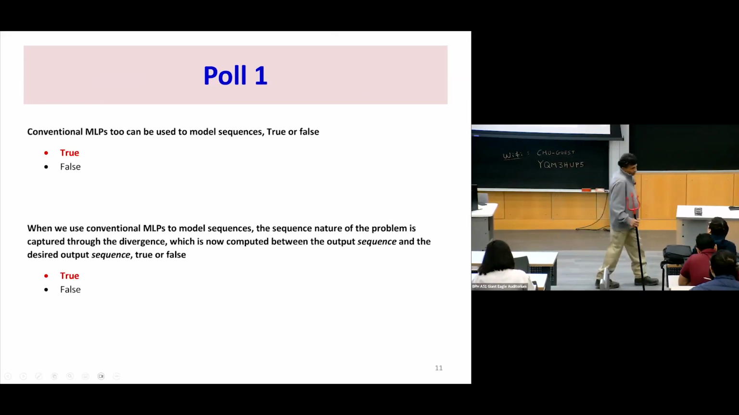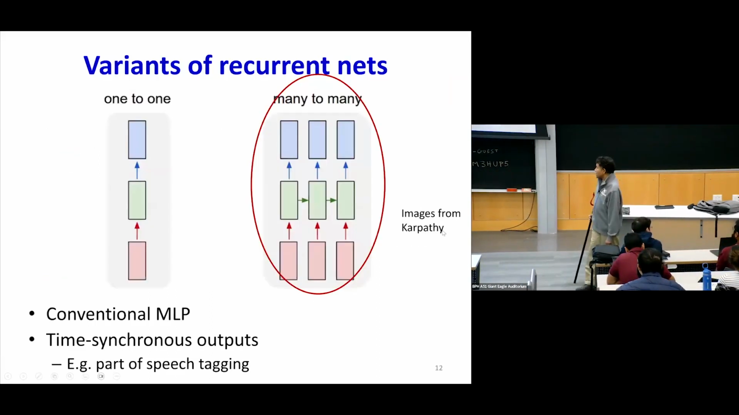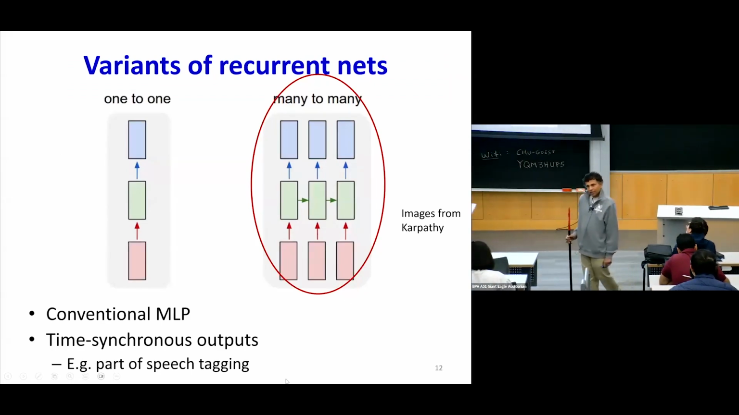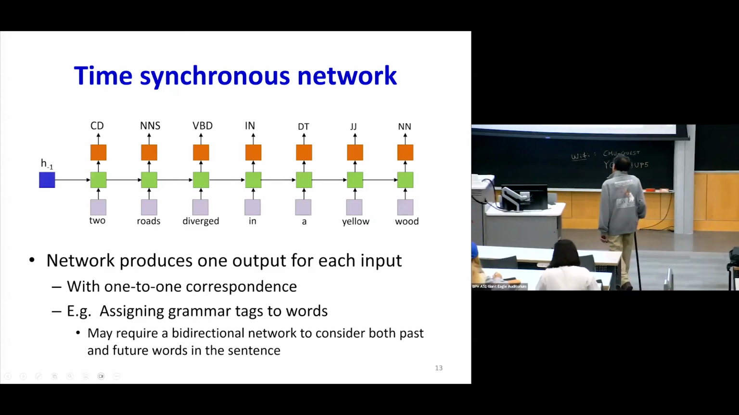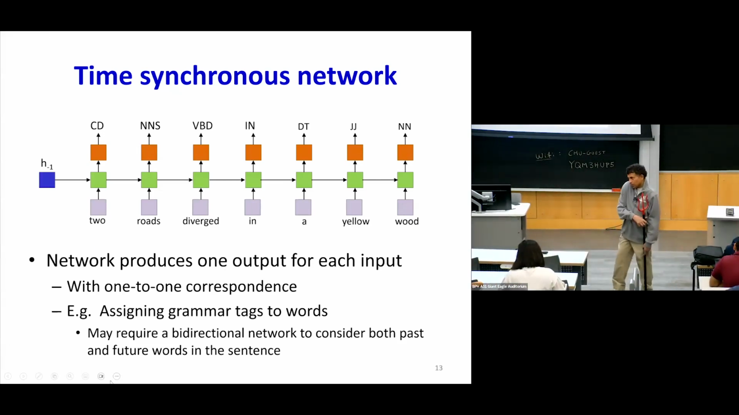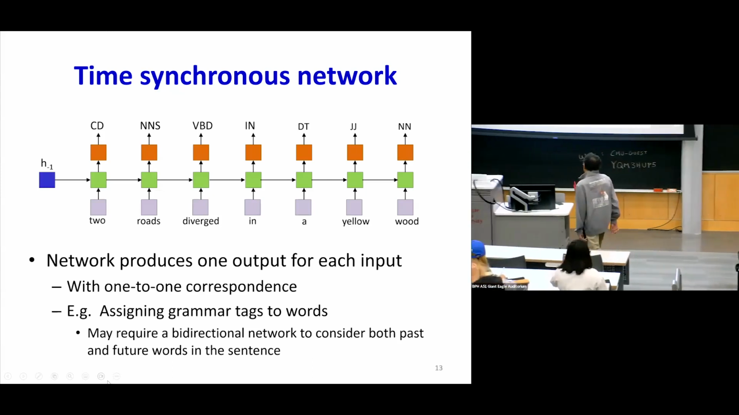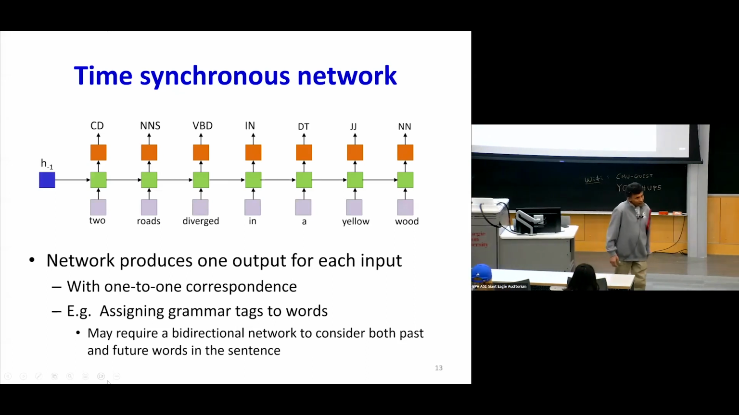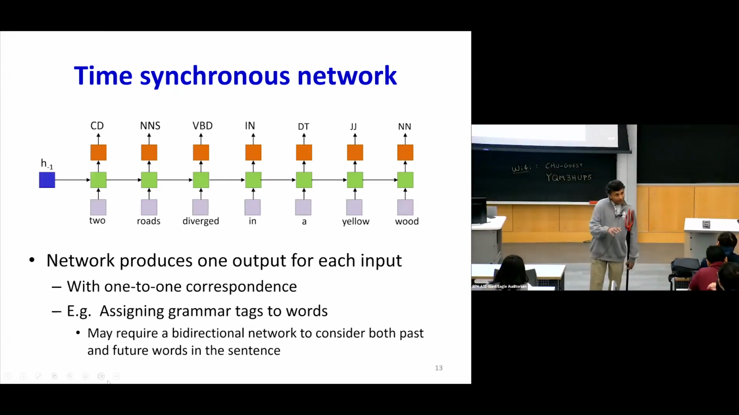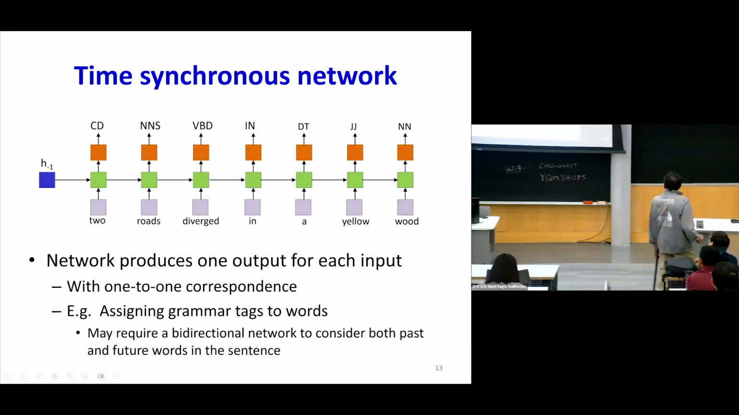Anyways, both statements were true, right? So now let's look at your regular MLP of this kind. This one is where the network produces one output for each input with one-to-one correspondence. For example, if you are assigning part of speech tags to words. In order to decide if the word yellow was a name or an adjective or a verb, you'd have to look at everything that happened before and after, right? So you need recurrence. But then every single word in the input needs its corresponding tag.